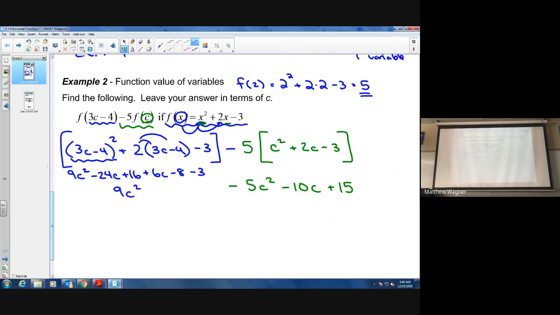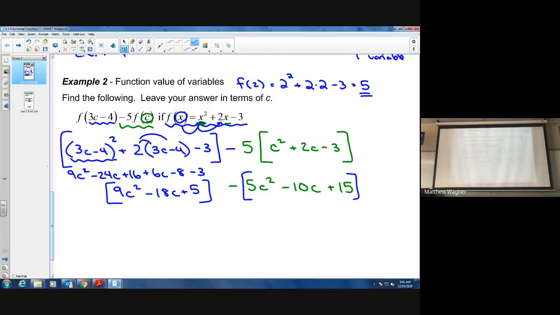So I have 9c squared. Looks like I have minus 18c. 16 minus 8 is 8. 8 minus 3 is 5. So then we have, that's my function's value at 3c minus 4. This is my function's value at c times a negative 5.